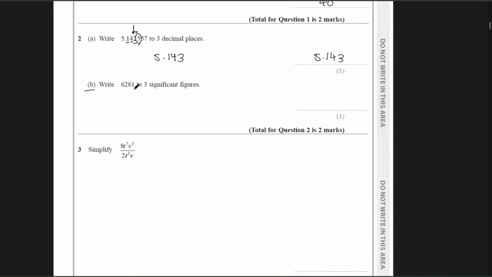Okay, B. Write 6281 to 3 significant figures. So we have 4 digits here. The first digit is the first significant figure. Then we have the second significant figure, the third significant figure. We only need to show the first 3 significant figures. If we look at the next digit, it's less than 5, so we don't need to round the third significant figure. That means the number becomes 6280. Okay. Question number 3.